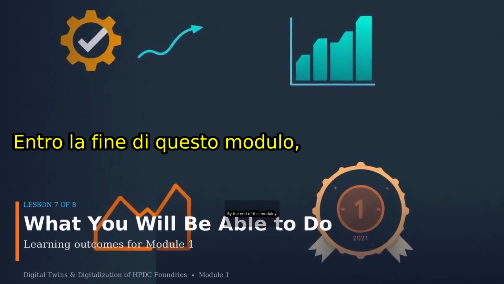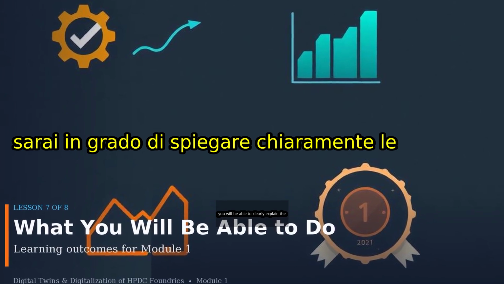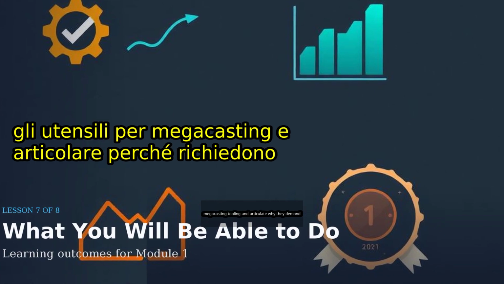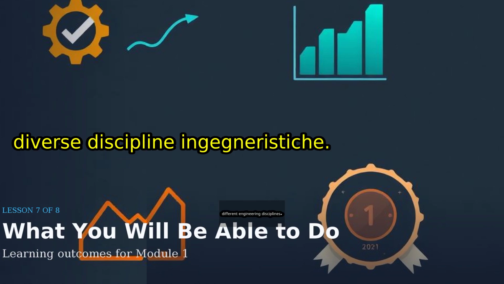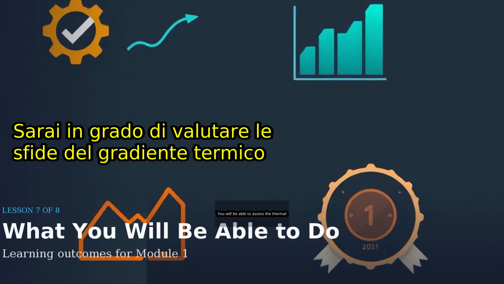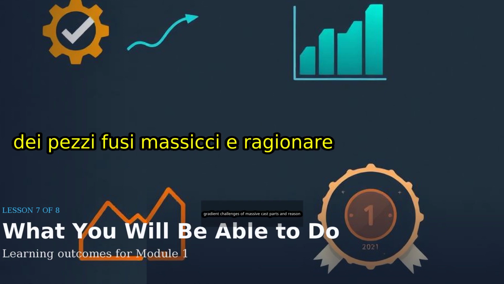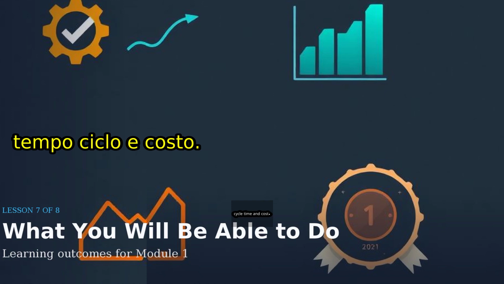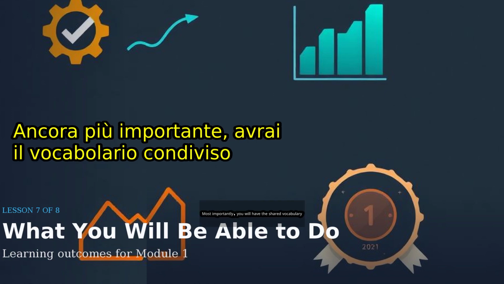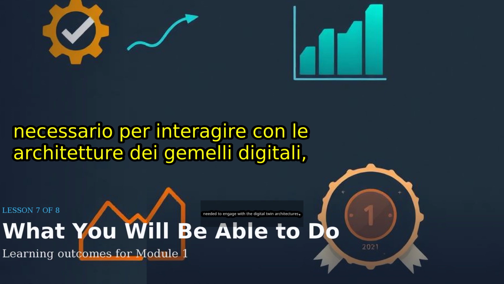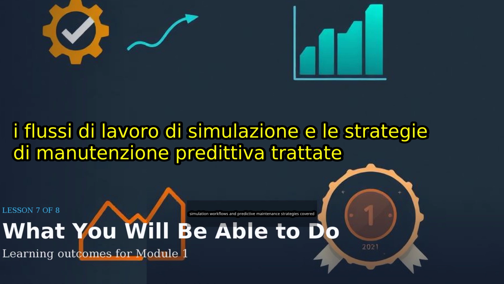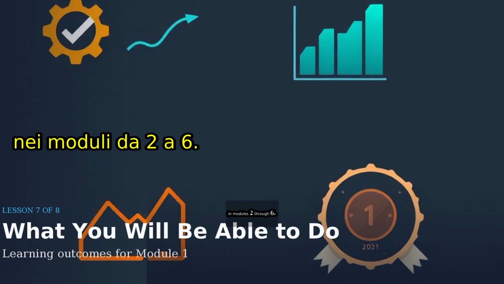By the end of this module, you will be able to clearly explain the structural differences between conventional HPDC tooling and megacasting tooling, and articulate why they demand different engineering disciplines. You will be able to assess the thermal gradient challenges of massive cast parts, and reason about their impact on quality, cycle time, and cost. Most importantly, you will have the shared vocabulary needed to engage with the digital twin architectures, simulation workflows, and predictive maintenance strategies covered in modules 2 through 6.